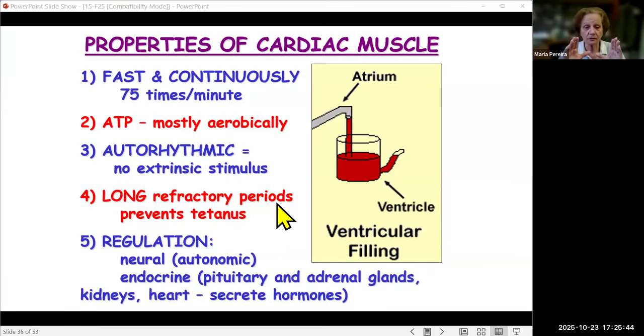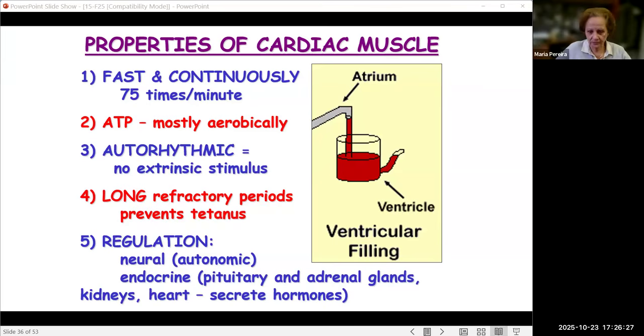And why does it have to be longer in the heart? Because you don't want the cardiomyocytes to respond to a stimulus very quickly, because that wouldn't allow the ventricles or the atria to fill completely. They would just contract, relax, contract. So you want them to be relaxed long enough to fill up with blood. This is incredible.